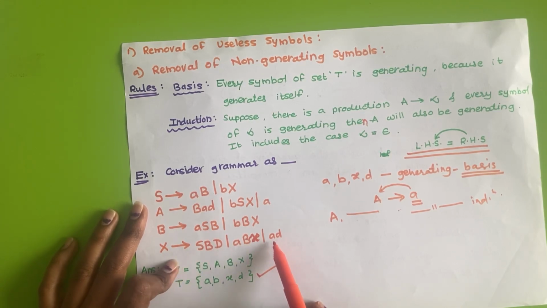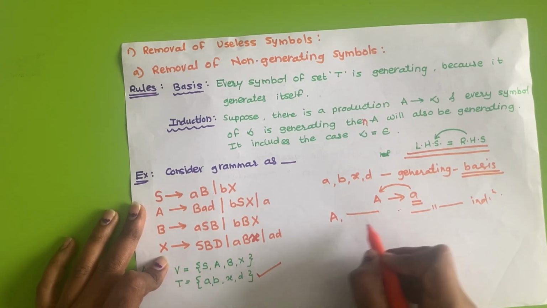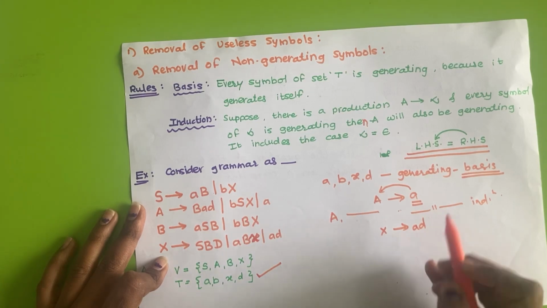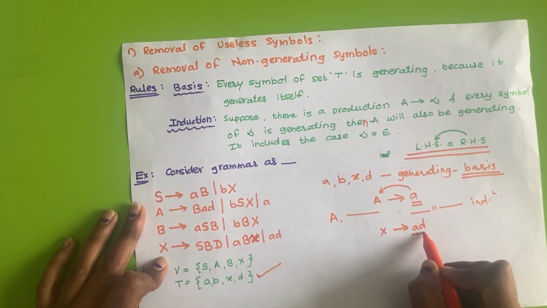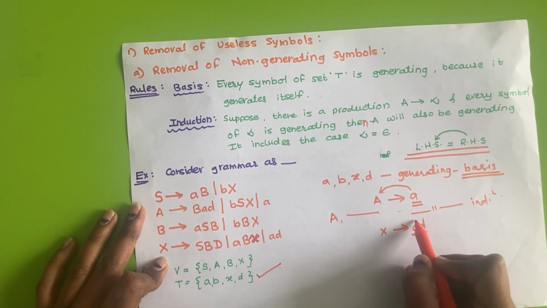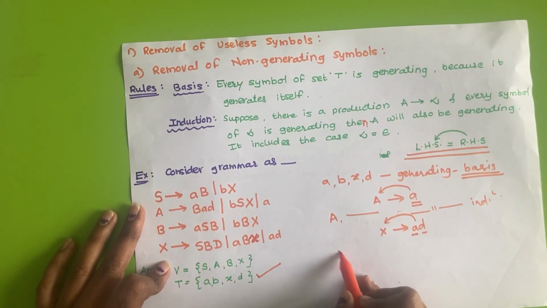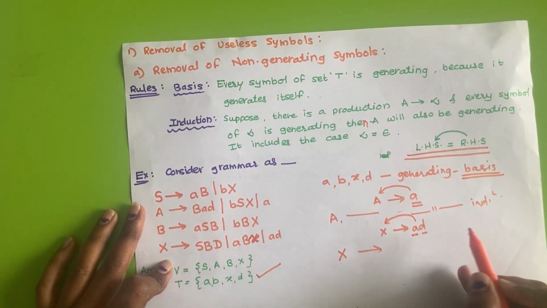Now we have the last production, that is X tends to AD. Here X tends to small a, small d, and small a and small d are generating symbols. So capital X will get generated over here. Now my X will also get generated.